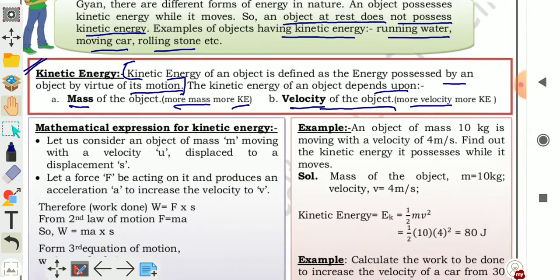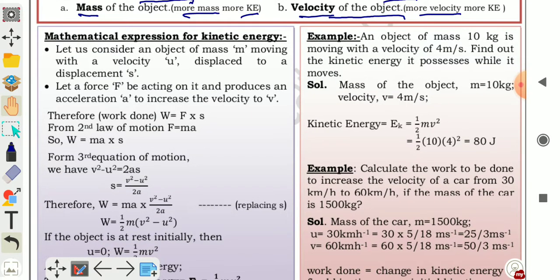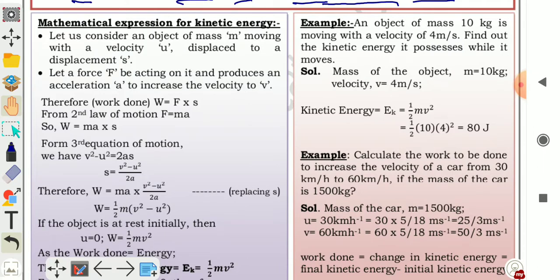Now we will discuss the mathematical expression for kinetic energy. So let us consider an object of mass m moving with a velocity u displaced through a displacement s. Means s represents displacement, u is initial velocity, and mass of the object is m. Let a force F be acting on it and produce an acceleration a to increase the velocity to v.